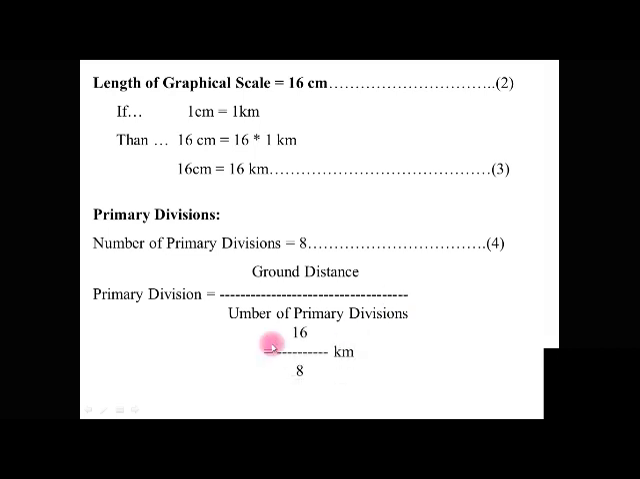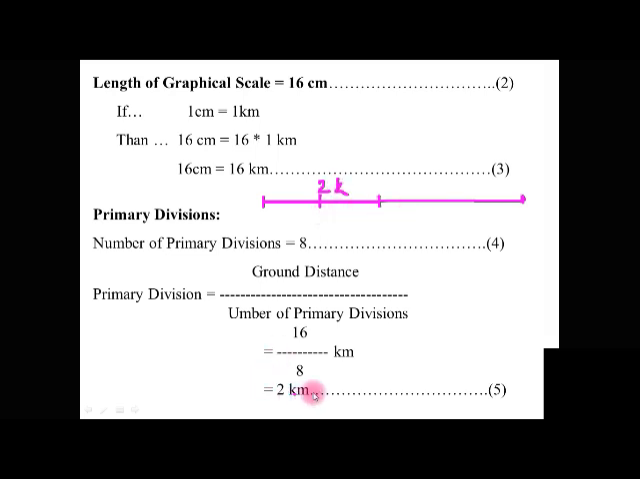If you put the figures in this equation, easily you will have the answer. So that is 16 kilometer, the ground distance, divided by 8, the number of primary divisions which we have decided, and the answer will be in kilometer. It's very simple: 16 divided by 8 is equal to 2 kilometer. Now what is 2 kilometer? This is the total length of graphical scale, and we are going to divide it into 8 primary divisions. So one primary division is equal to 2 kilometer. You got it? One primary division is equal to 2 kilometer.